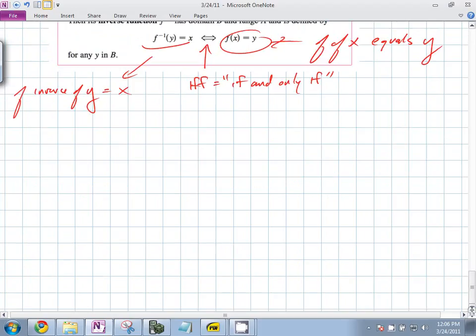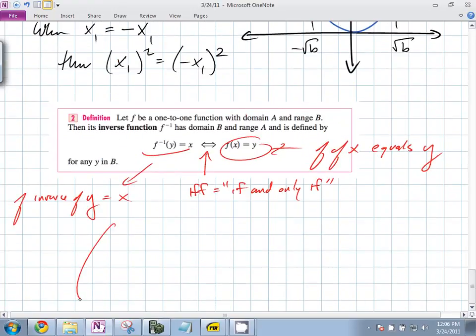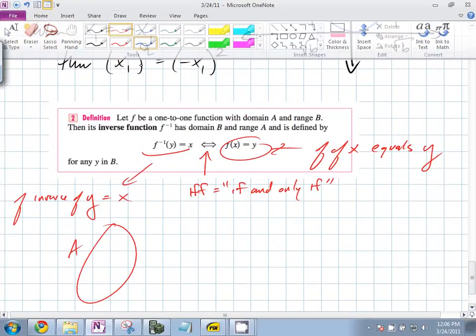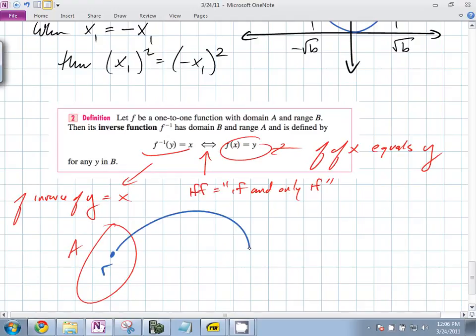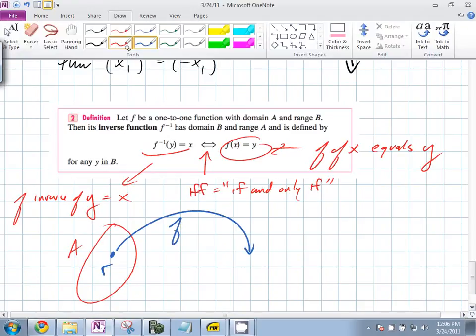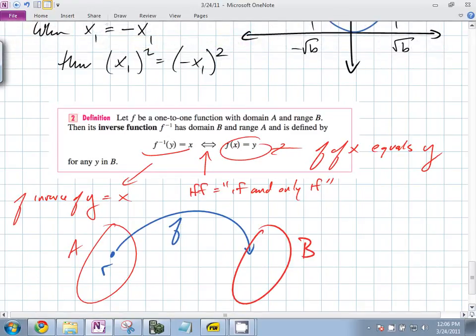If you have one set, the input A, there's a value r, and the function f maps it to a set B, and let's call that value s. F takes the value r from A and maps it to the value s in what set? B. It takes things from the domain A and maps it to the range B. What does f inverse do? So f of r is equal to s. What does f inverse do? What do you think?